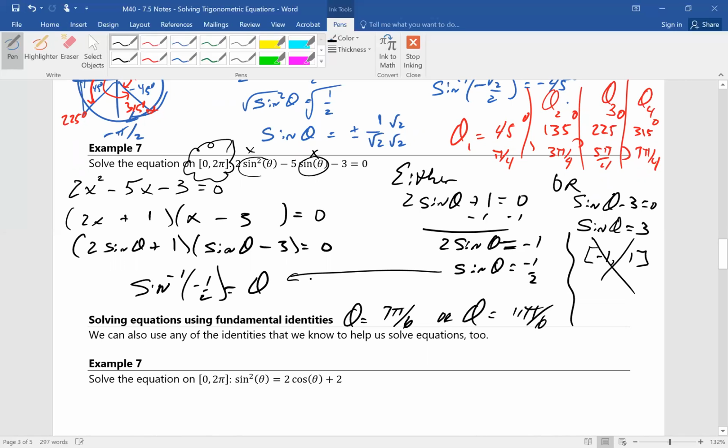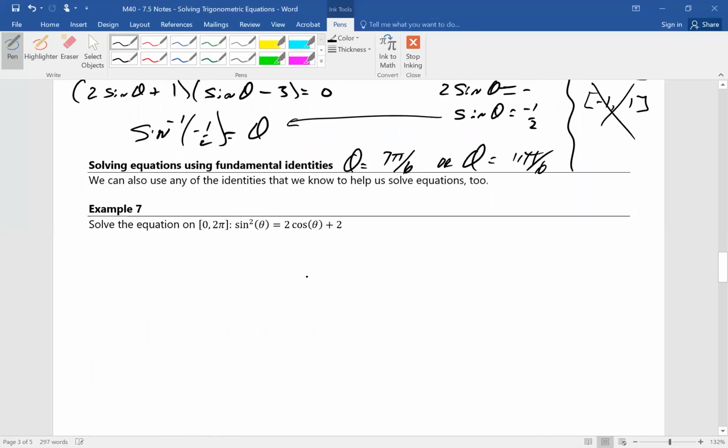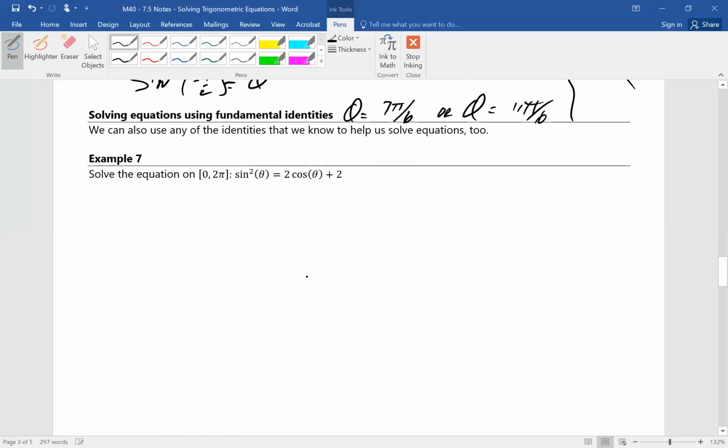Okay, so your turn. We're going to do one more here and we'll cut this video off. Solve that equation from 0 to 2 pi. Notice that's the important part. Bubble that up right off the bat. Of sine squared equals all that. Pause the video. I'll give you a hint. You might want to do a substitution right off the bat.